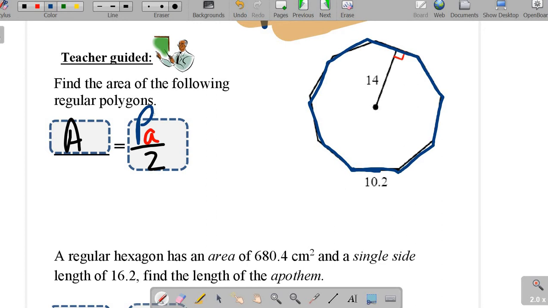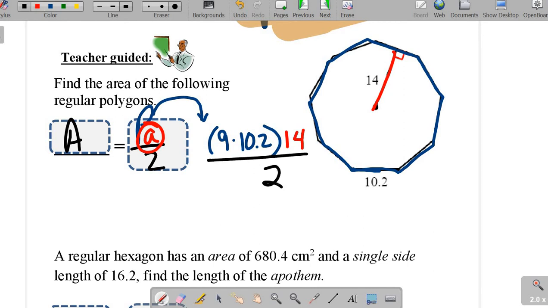So my perimeter is going to be 9 times 10.2, that's going to be my perimeter, times the apothem, which is 14, the whole thing over 2. I need to see in all your work at least what I call the setup or the plugins. That I need to see.